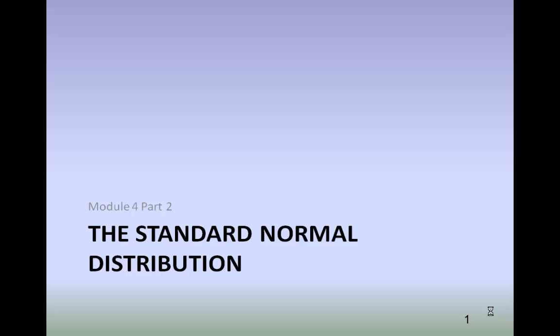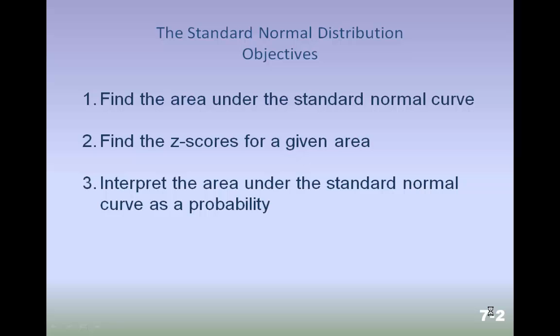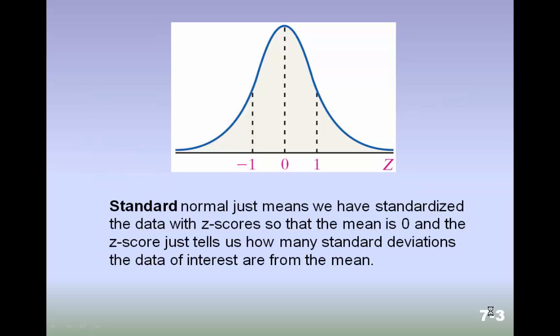The Standard Normal Distribution, Module 4, Part 2. Our objectives are to find the area under the standard normal curve, find the z-scores for a given area, and interpret the area under the standard normal curve as a probability. Standard normal just means we have standardized the data with z-scores so that the mean is 0 and the z-score tells us how many standard deviations the data of interest are from the mean.